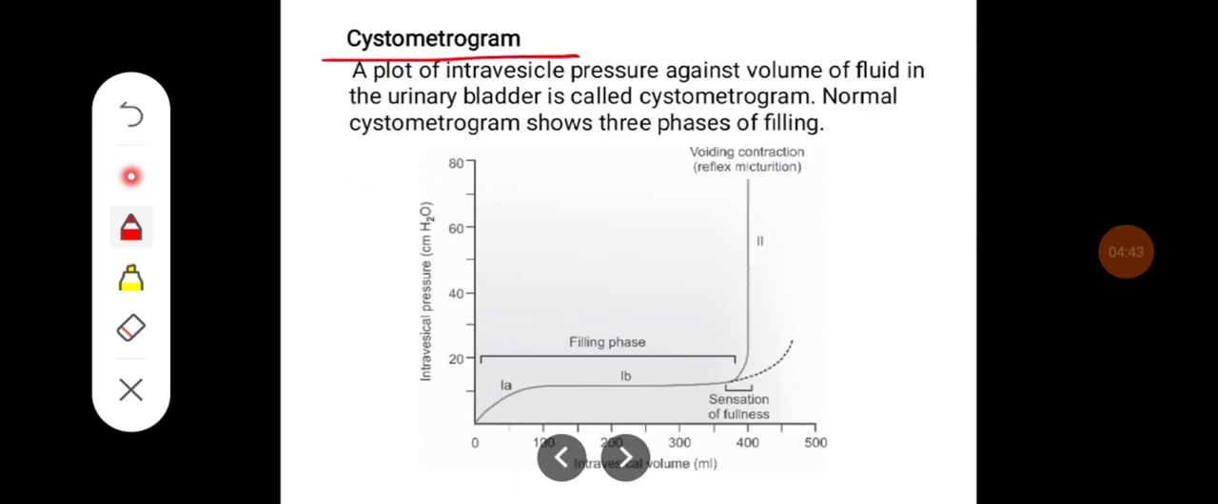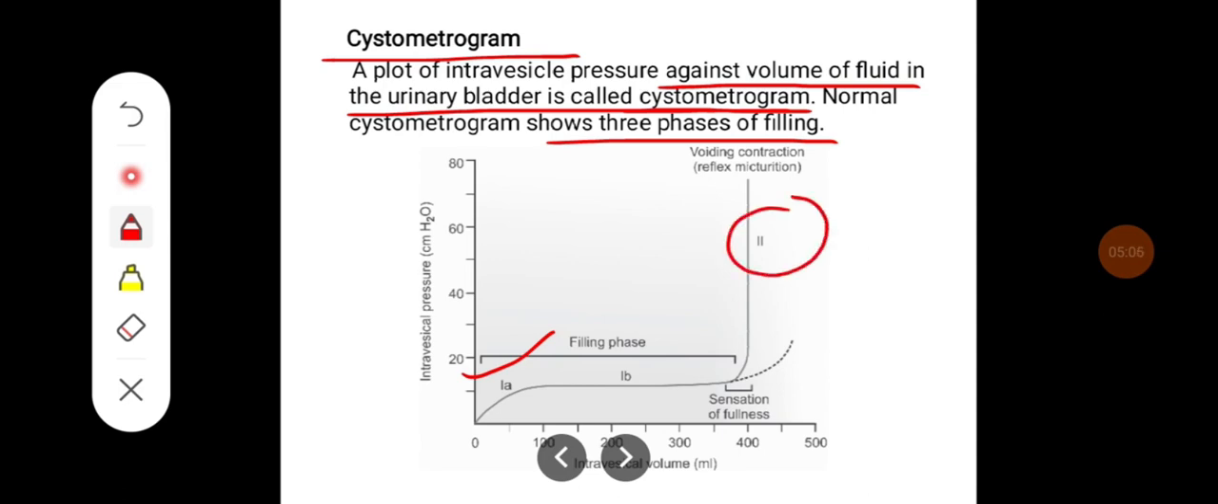A plot of intravesical pressure against the volume of fluid in the urinary bladder is called a cystometrogram. The normal cystometrogram shows three important phases in the filling: phase 1, which has phases 1A and 1B, and phase 2.